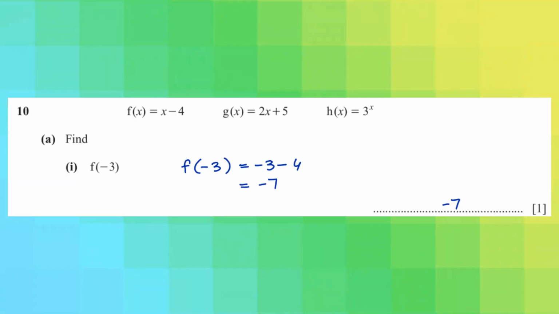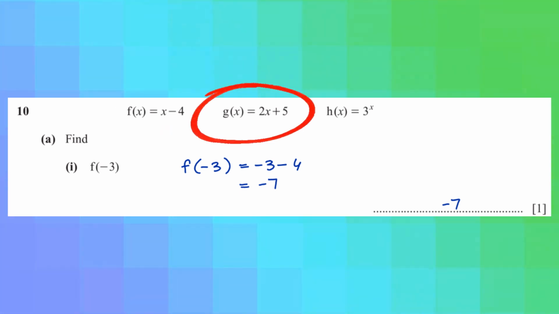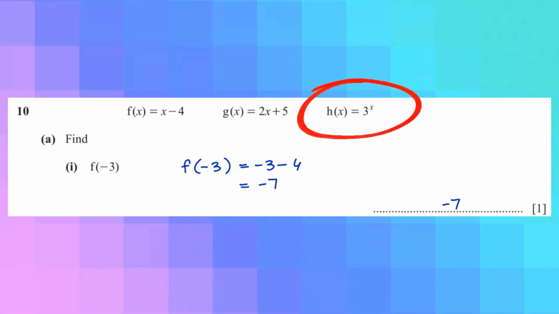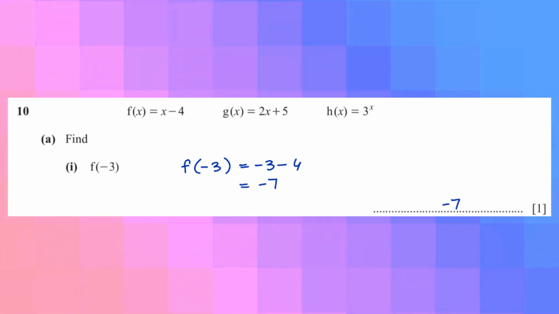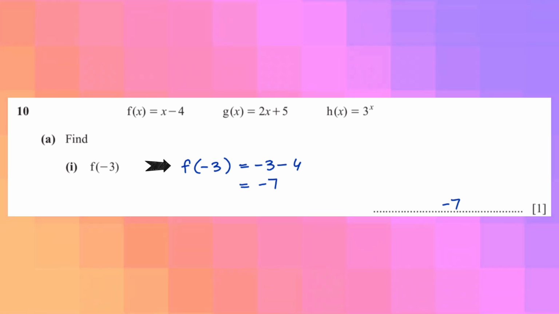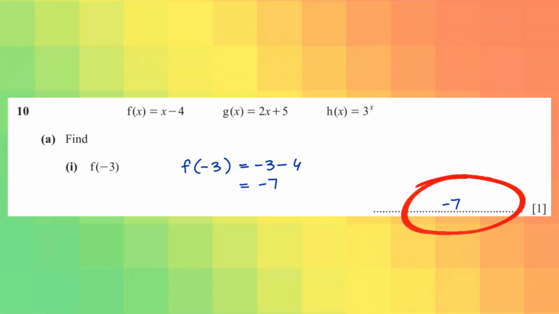We're given three functions. f of x equals x minus 4, g of x equals 2x plus 5, and h of x equals 3 to the power of x. Then it says to find f of minus 3. This part is pretty easy. All we have to do is substitute minus 3 in place of x in x minus 4. So we get f of minus 3 equals minus 3 minus 4, which is minus 7. Therefore, minus 7 is the answer.